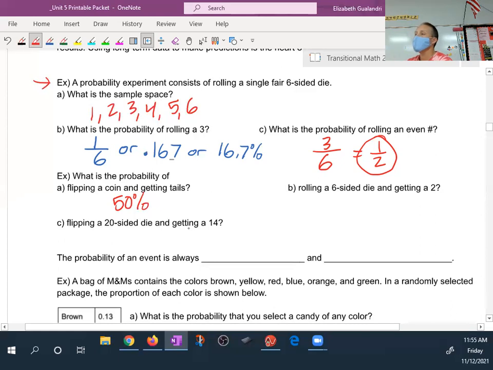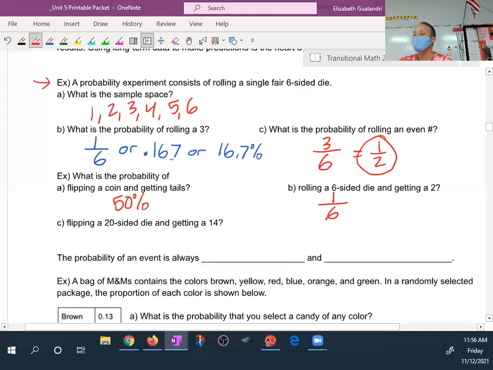0.5. There's 1 event that gets a tails. You have 1 tails out of a sample space of 2 different things. Part B, rolling a 6-sided die and getting a 2. What's the probability that I roll this and get a 2? It's not 100%. There is one 2 on the die out of 6 possible. So we're just going to say 1/6.